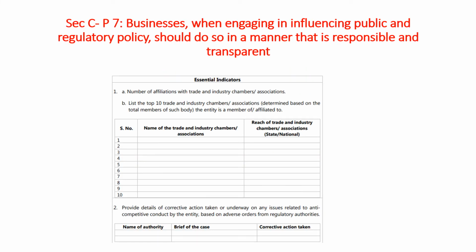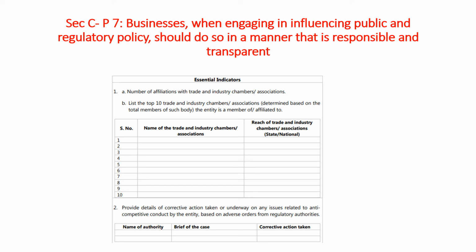Principle number 7 is: businesses, when engaging in influencing public and regulatory policy, should do so in a manner that is responsible and transparent. So this is the mandatory part, essential indicator. Basically, whether your company has affiliation with any trade or industry chambers or trade bodies, and what are the name and reach of each of those bodies, whether it is state, national, local, all that needs to be given.